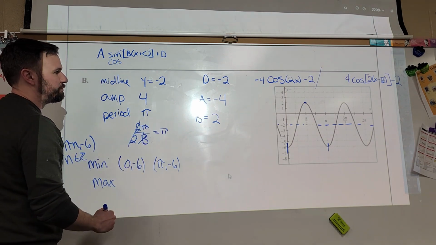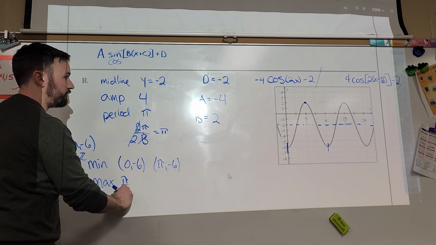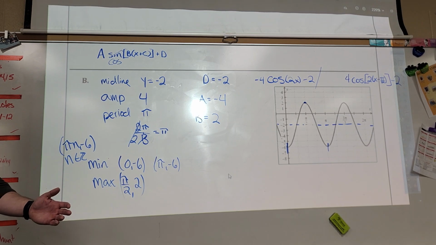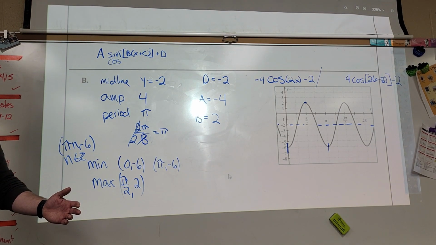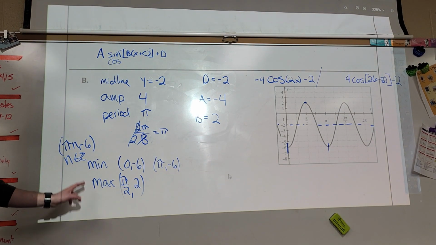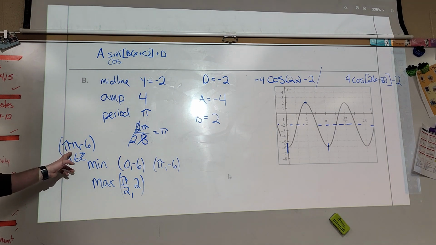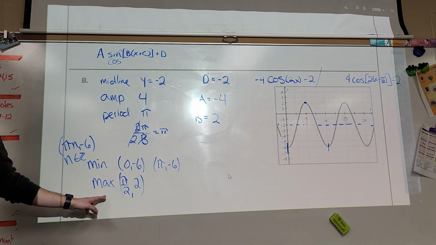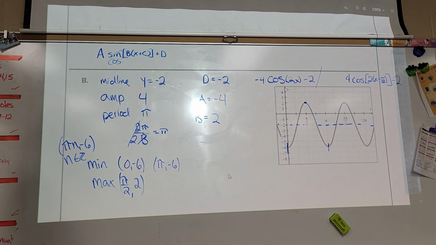So what's my max point? Pi over 2. Does that one repeat within one period? No. Now remember, this one technically would be 0 plus pi n because it's your starting point plus it. If you need all the maxes, it'd be pi over 2 plus pi n, right? You need your starting point.